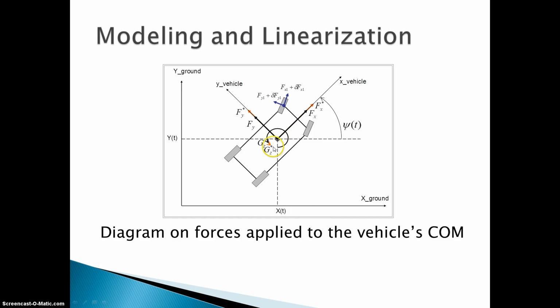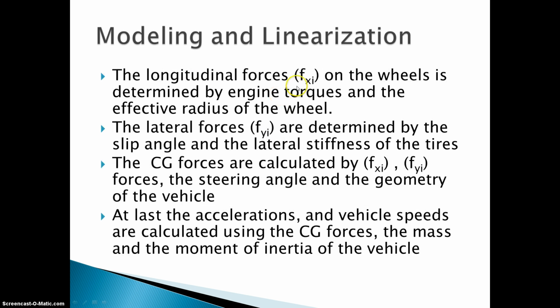Here is the diagram of the forces on the center of mass, Fx, Fy, and Gz, and the components of forces on the wheels. These components are calculated using engine torque and effective radius for Fx components, and slip angle and lateral stiffness for the Fy components. These components are then used together with the steering angle and the geometry of the vehicle to find the CG forces, so that later on, from those forces and the mass and the moment of inertia of the vehicle, we can find the acceleration and the vehicle speeds.